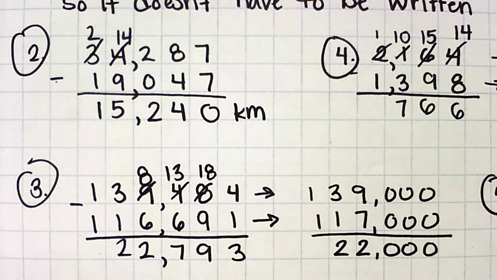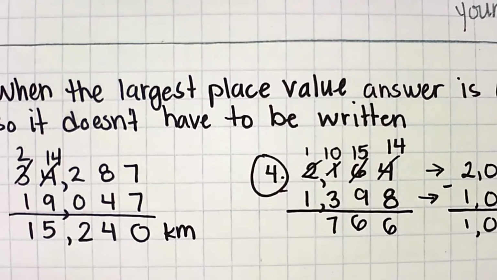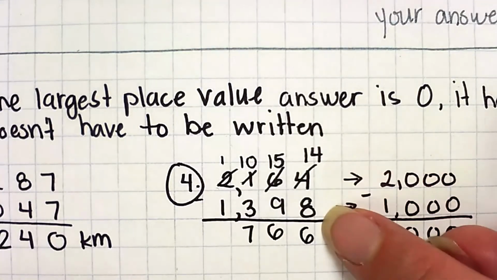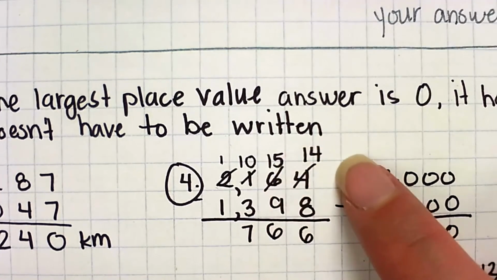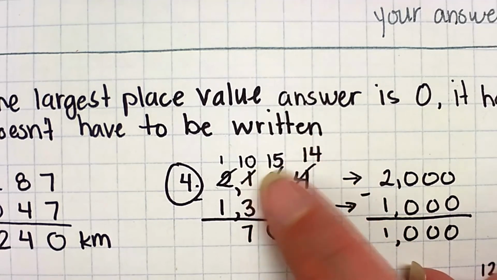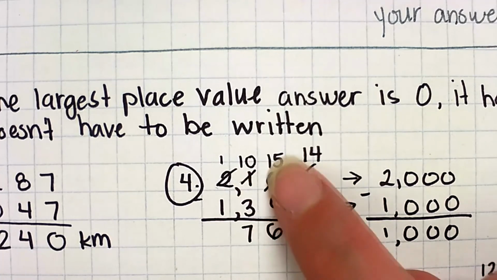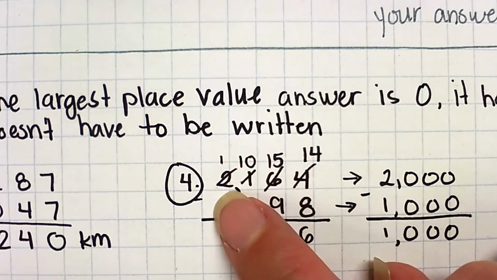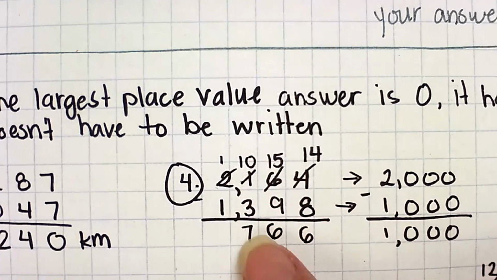For number 4, 2,164 minus 1,398. So we're going to check my work over here. I couldn't do 4 minus 8, so I borrowed, became 14. That 6 became a 5. 14 minus 8 gave me 6. I couldn't do 5 take away 9, so that 5 became a 15, and that 1 became a 0. 15 take away 9 gave me 6. I couldn't do 0 take away 3, so that 0 became a 10, and that 2 over here became a 1 because I borrowed from it. 10 take away 3 gave me 7, and then 1 minus 1 was 0.